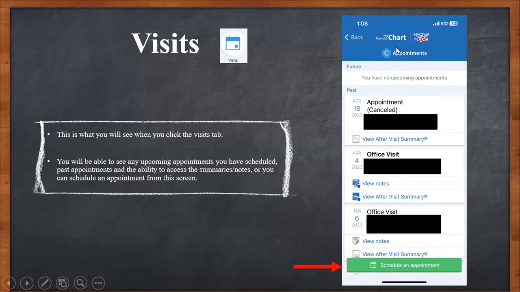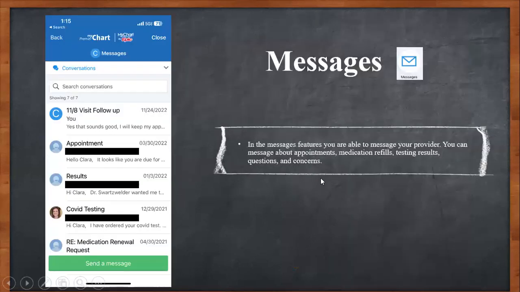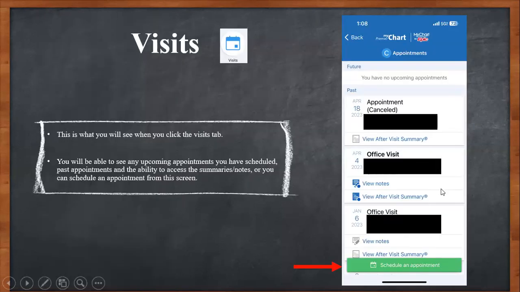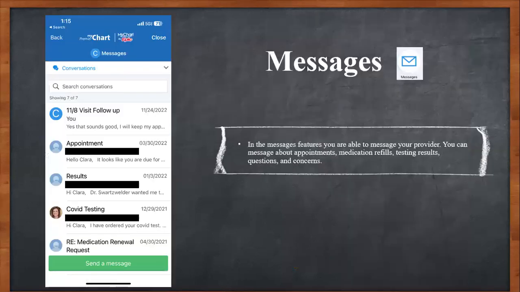So anything I have scheduled through ProMedica, I'm not going to see here unless I go back and log into my ProMedica one. So this is a very handy feature because you can see all of your previous appointments. If you need those, you can see your after visit summaries and the notes, just in case you ever go to a new provider or you just need a refresher on what you actually went to the doctor for. And then scheduling an appointment. Sometimes it can be easier to schedule on the app versus trying to call the office and being on hold for a long time. So this is a good feature to utilize.